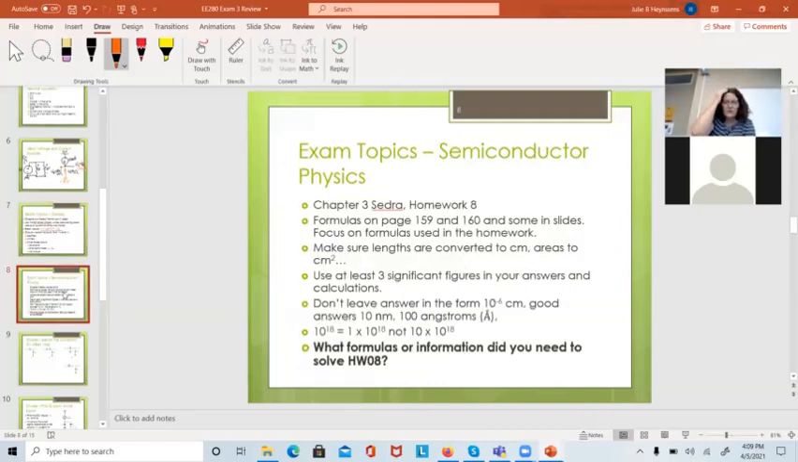Semiconductor physics, this was homework 8. The formulas are on pages 159 and 160 in Sedra Smith's 6th edition, or use the index and find that there's a table in the diode chapter. Some of the equations are in the slides. I would focus on getting on your formula sheet the formulas you used in the homework. Not all the formulas in the slides, but the ones that I actually made you do in the homework.